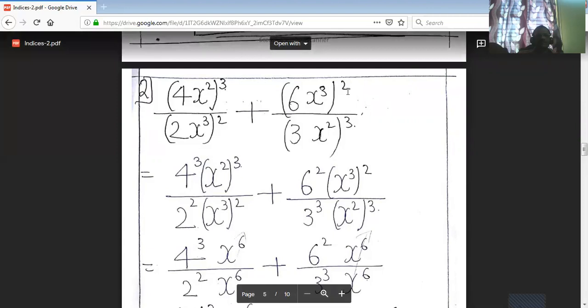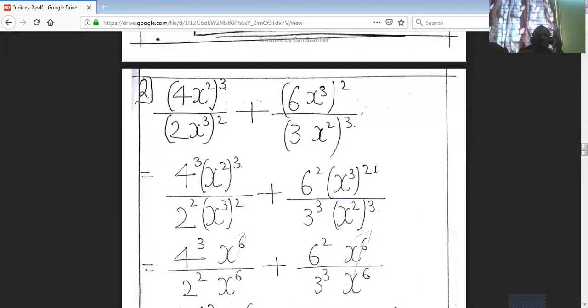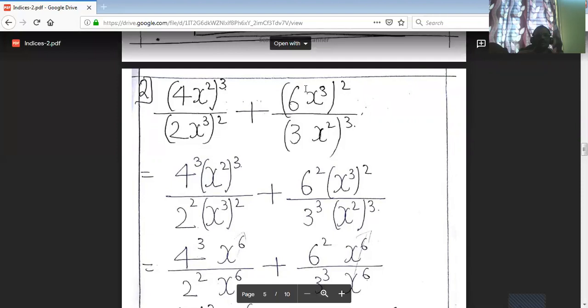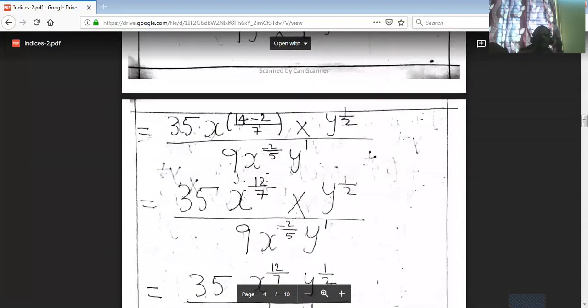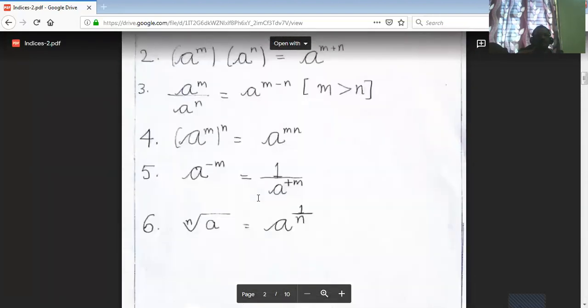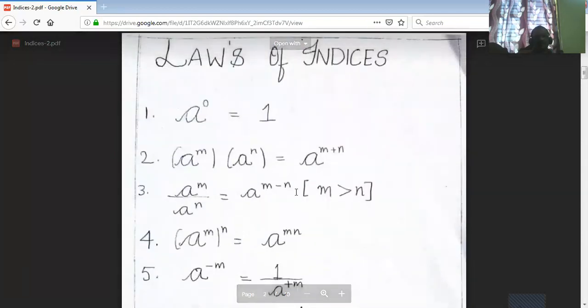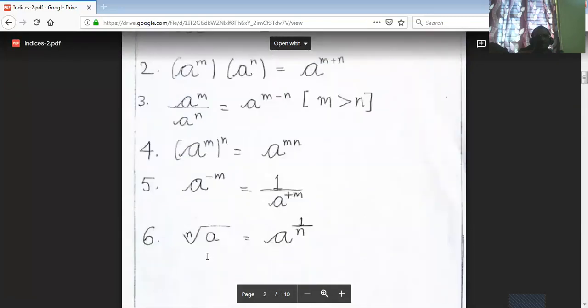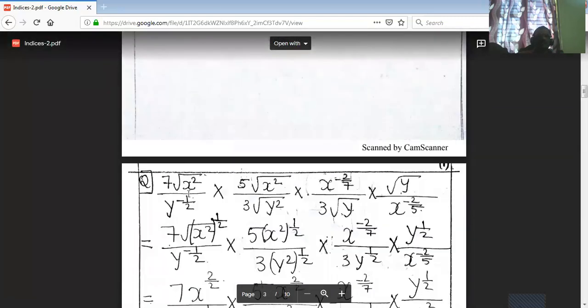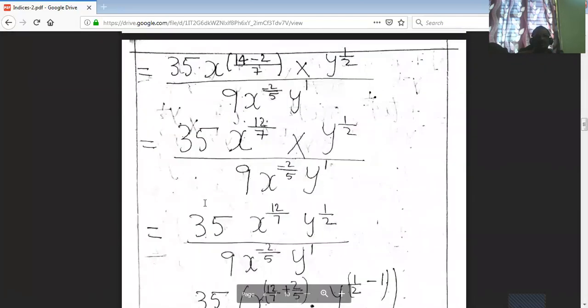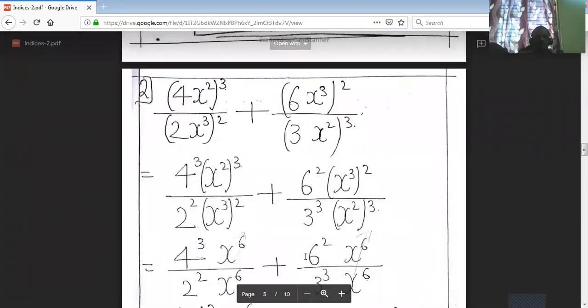Now (2x^3)^2 times 3... applying the relation (ab)^m = a^m × b^m. That particular law is not listed here, but you can take it as the seventh law of indices: (ab)^m is equal to a^m into b^m.